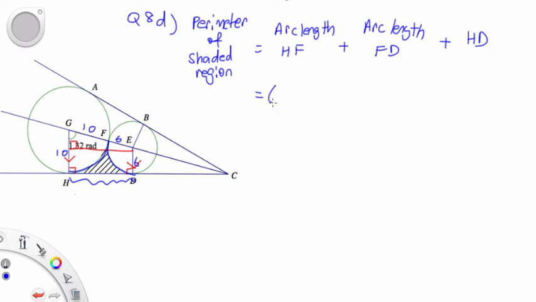Substitute the length, 10 times 1.32. The formula for this is actually r theta, because the angle given is in radian. Plus 6.